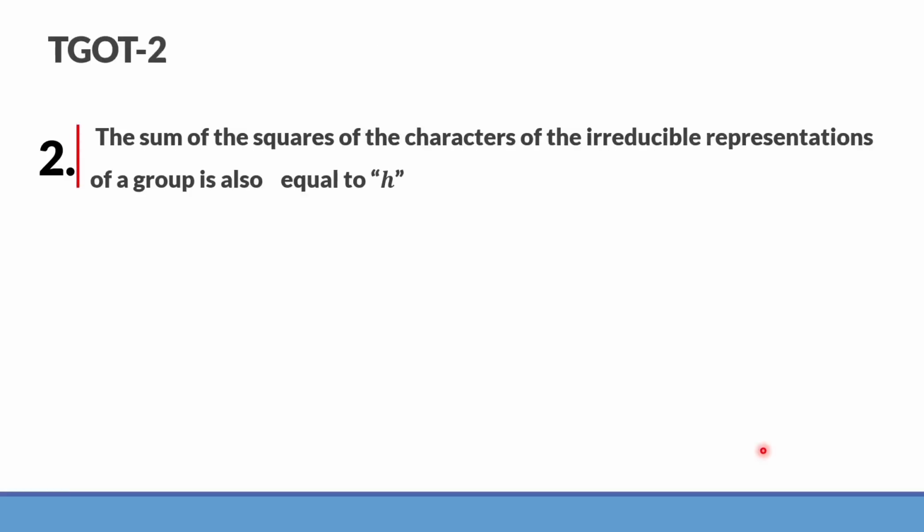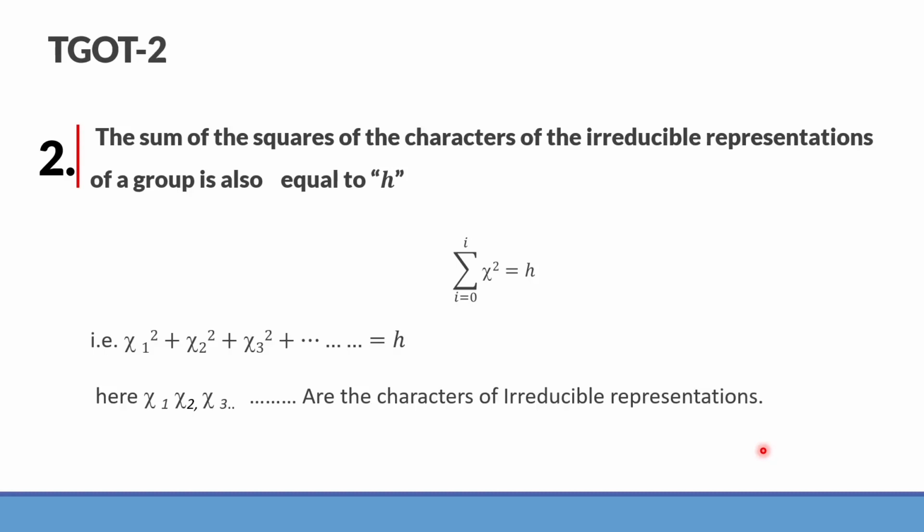Rule number 2 states that the sum of the squares of the characters of the irreducible representations of a group is also equal to h. So the sum of chi i squared is equal to h. Chi1 squared plus chi2 squared plus chi3 squared and so on is equal to h. Chi1, chi2, chi3, etc. are the characters of the irreducible representation. This is rule number 2. This is about the characters.